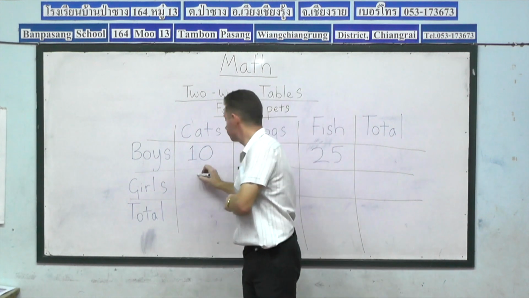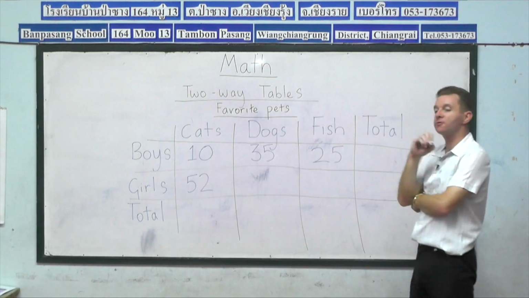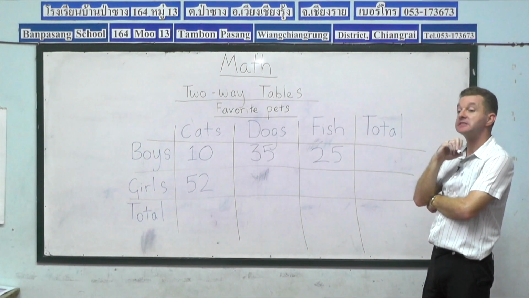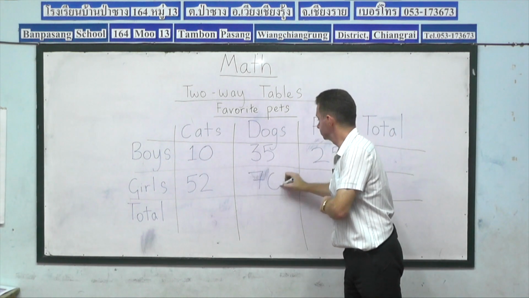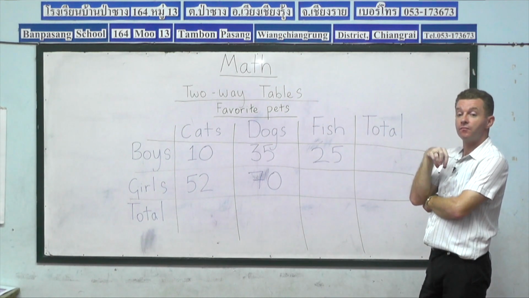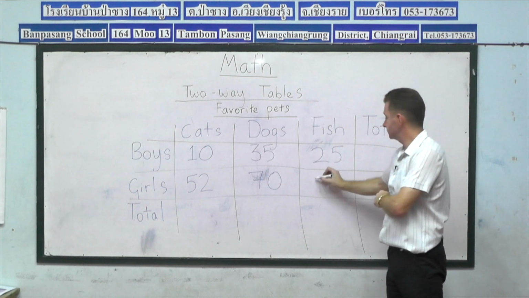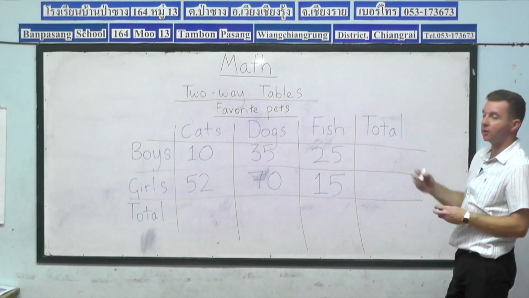52, okay. Nadia, how many girls' favourite pets are dogs? 70, okay. And how many girls' favourite pets are fish? 15, okay. So now we have our information.